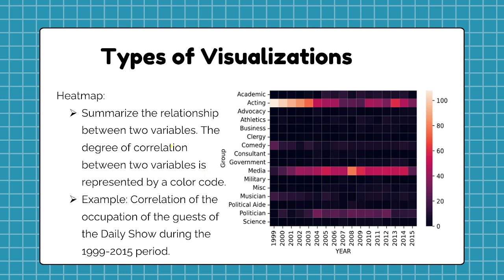Okay, next one is the heat map, right? So this is an example of the heat map. Through this heat map, what we can see is the relationship between two variables. And in this heat map, on the right, we have some kinds of value, right? So we can find out the degree of correlation between two variables.